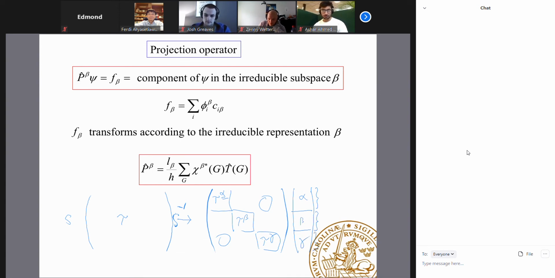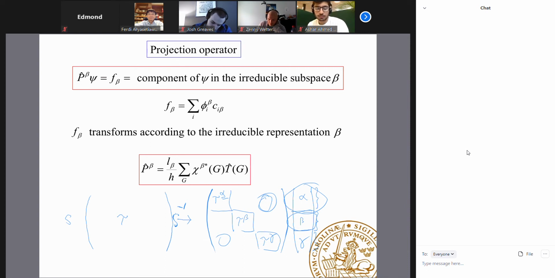So you can see from the form of this matrix that all these alpha, beta, and gamma functions will not mix because this is 0. So there is no coupling between these vectors and these vectors here because of the form of the representations. They have a block form like this.